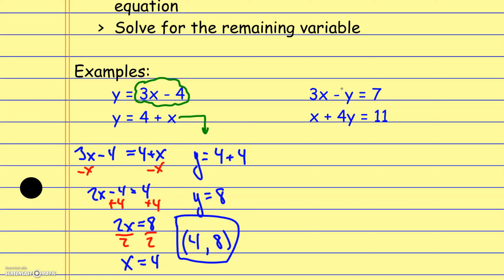When I look at the next one, I want to isolate one of the variables, and so I scan down through here, and the obvious choice should be the x.